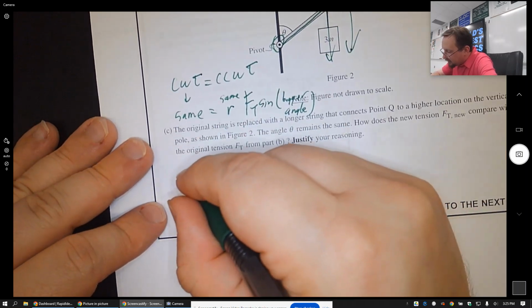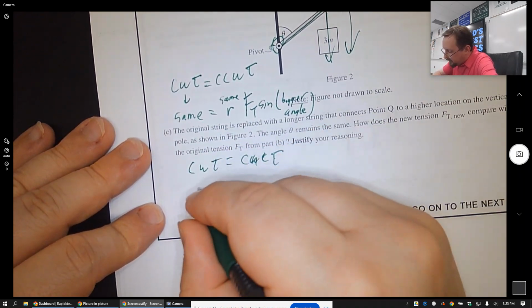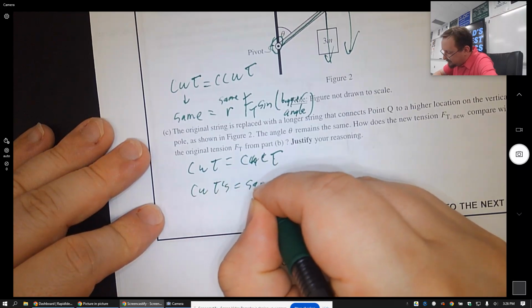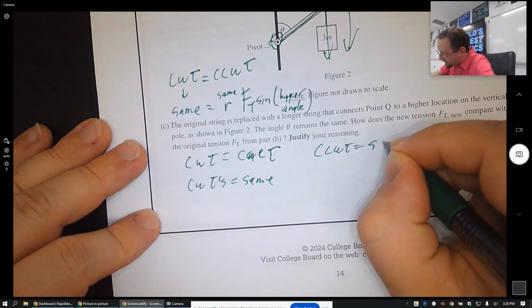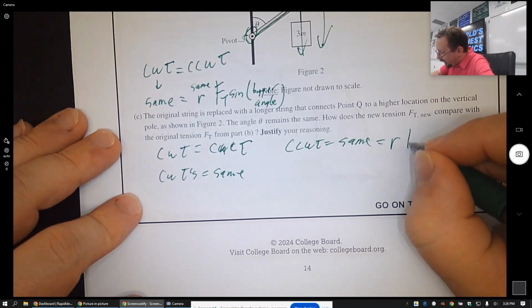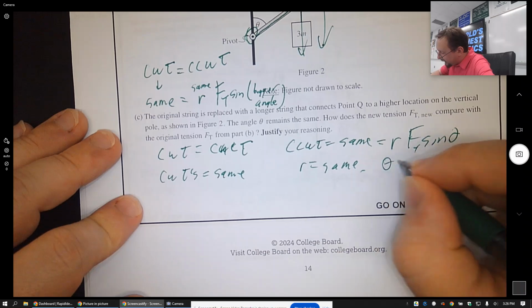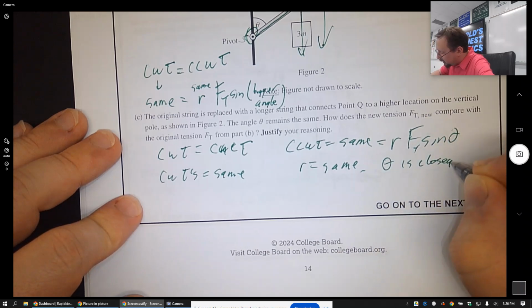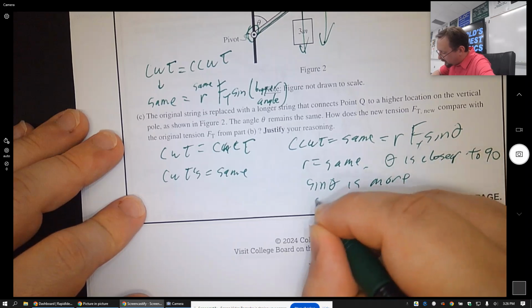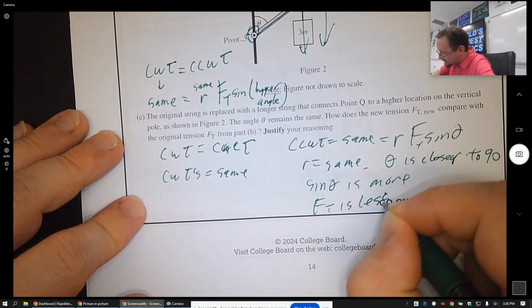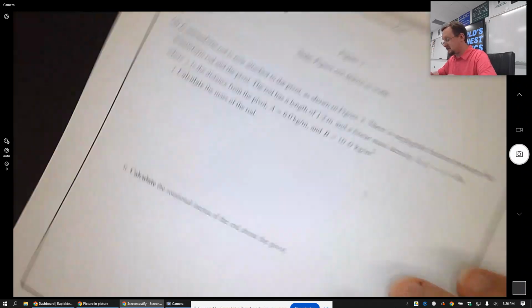Okay, so I'm going to say the clockwise torques equal the counterclockwise torques. The clockwise torques are the same, so the counterclockwise torque must be the same, which is R F sine theta. The R is the same. The theta is closer to 90, so sine theta is more. So the force tension is less than before. All right, so the new tension is less.